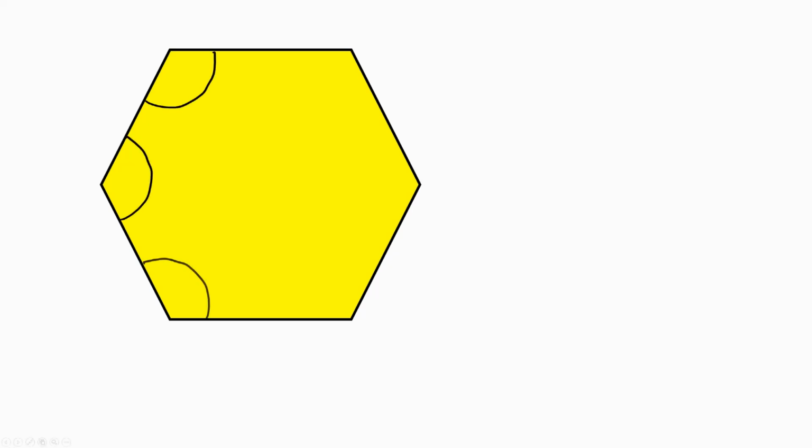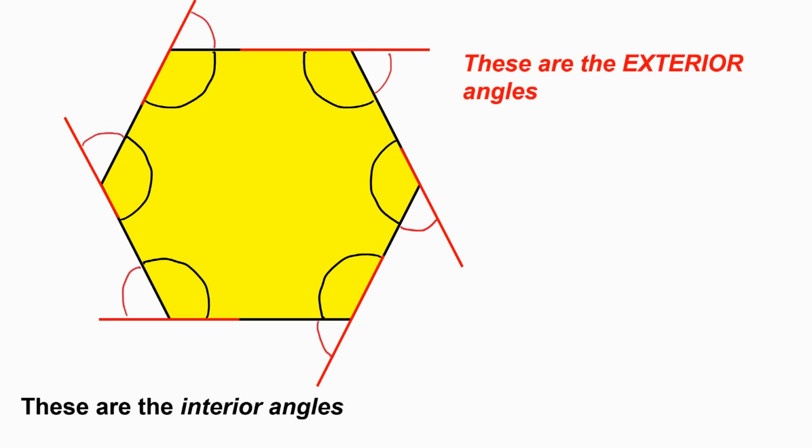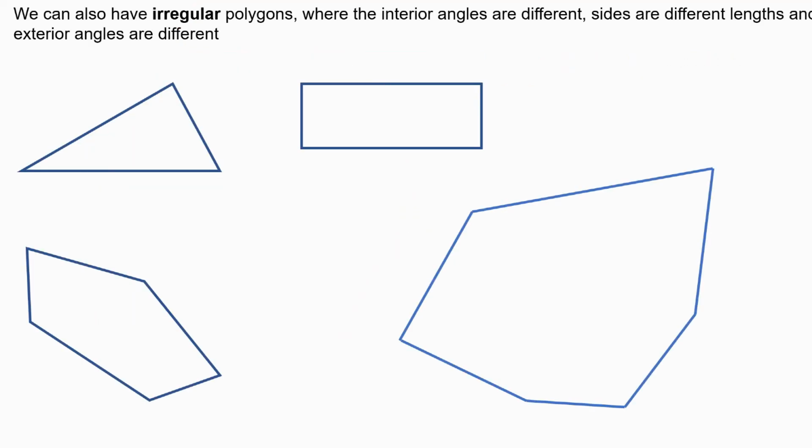what I'm drawing now are the interior angles because they are inside the hexagon. On the outside here, we have the exterior angles. You can also have irregular polygons where the interior angles are different, the side lengths are different, and the exterior angles are all different.